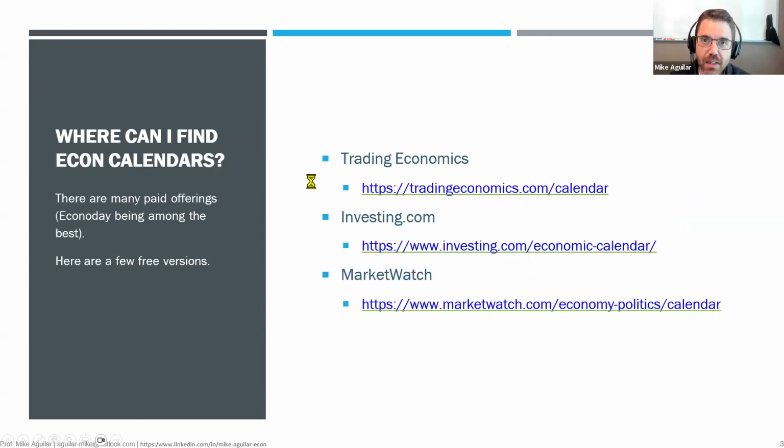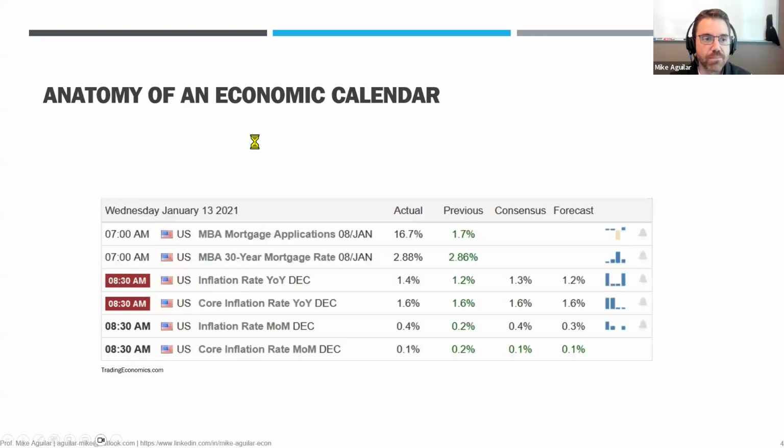Now, there's many of these tools that are available. Some are very fancy, you can integrate into your Microsoft Outlook calendar system. Those are paid subscription based. There's also some free ones. The one that I tend to like is Trading Economics, but there's many out there. Each of the calendars, regardless of it's Trading Economics or investing.com or Market Watch, have a particular anatomy. Same basic structure. The viz is going to look different depending upon which service you use, but same basic anatomy. Let me walk you through that anatomy.